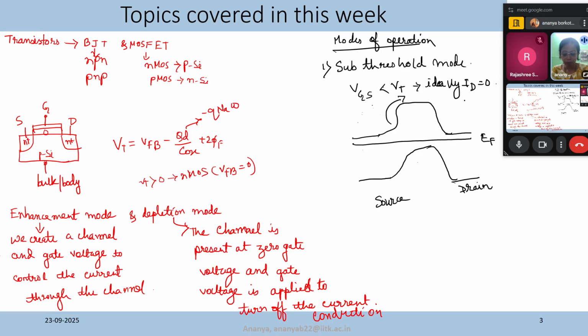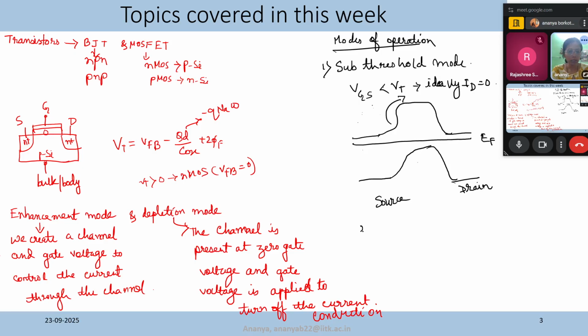But for practical applications, MOSFETs are designed in such a way that the subthreshold current is very small compared to the current we have in the linear or saturation region. So this is also known as the cutoff mode, where the current is almost equal to 0.